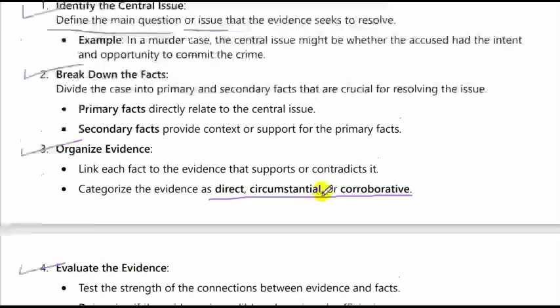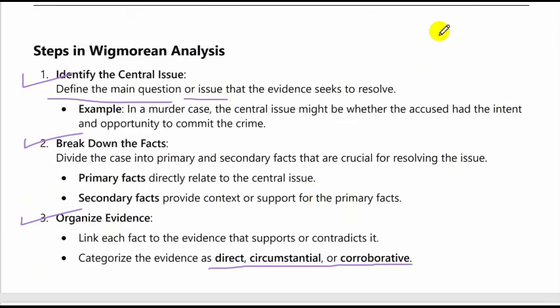So, in the Wigmorean analysis, we first create what is the issue. What is the main question that we are trying to resolve? From there, we break down the facts. These are the facts of these issues. Fact 1, fact 2, that is the primary fact, secondary facts, and so on. The main fact is directly related with the issue. Secondary facts explain or support the primary facts. So these are like major premise and minor premises.